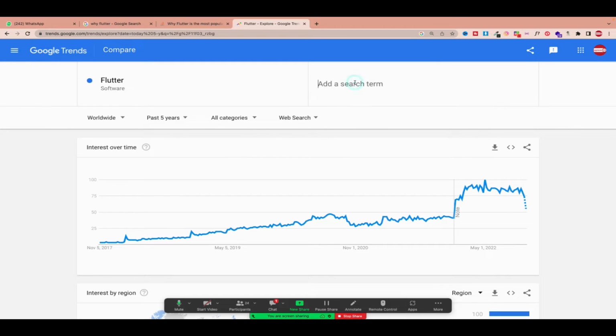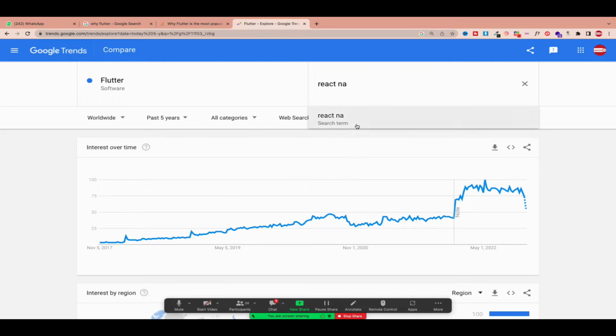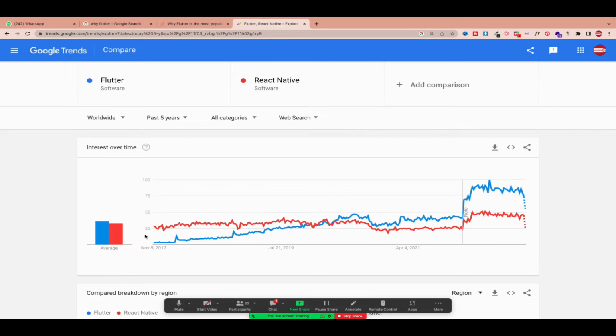And then let us search now the React Native itself. So React Native software. You can see Flutter is leading React Native. Sometimes, you know, React Native is the one that came first. If you didn't know, React Native came first. So sometimes React Native was really on top, then Flutter was started in 2017.